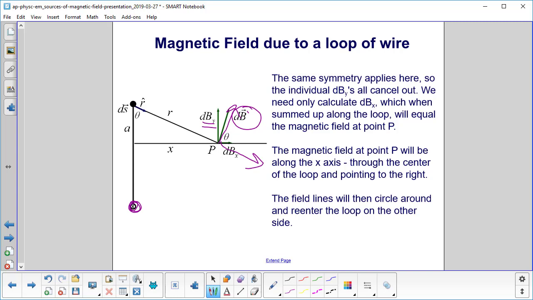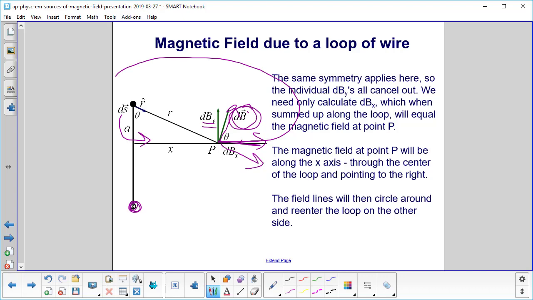So our magnetic field at point P will be along the x-axis, through the center of the loop and pointing to the right. The field lines, of course, we just don't have the one vector here. When we sum it up, the field will be this way. It will circle around, and I've run out of room, but it will certainly come back in this direction from the other side.